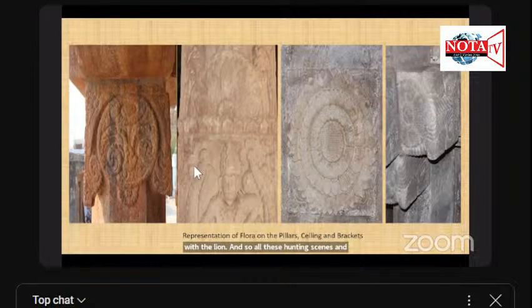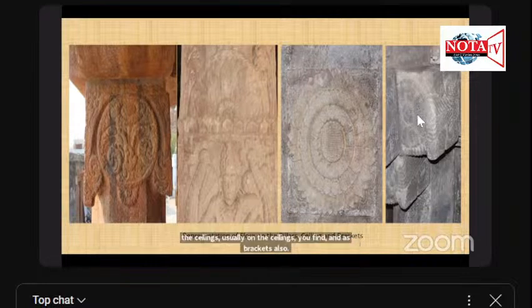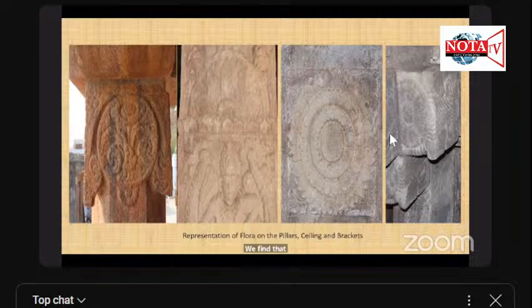And flowers are another depiction, of flora. Lotus is usually depicted in most of the temples, but this does not appear to be a lotus. I don't know, maybe somebody can correct me. It looks more like a sunflower type. So you have lotus also depicted, usually on the ceilings, and as brackets we also find flowers carved on the brackets and on the pillars.